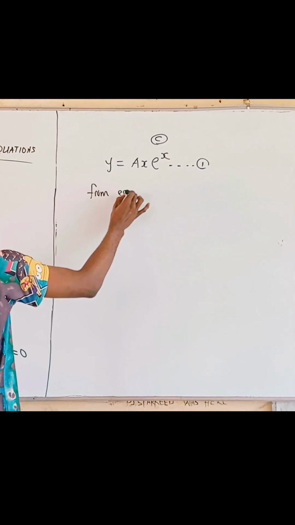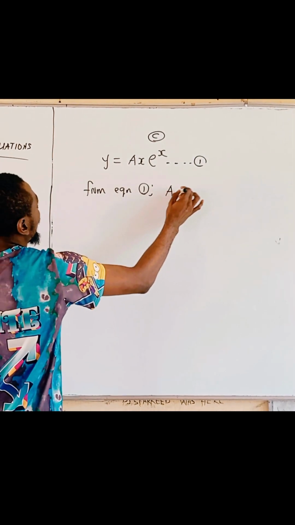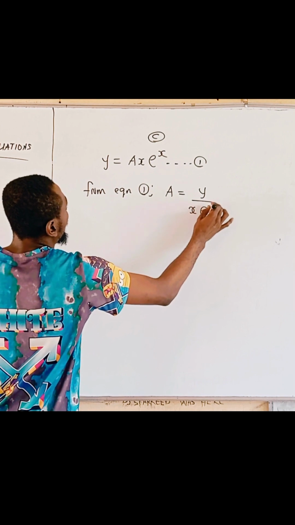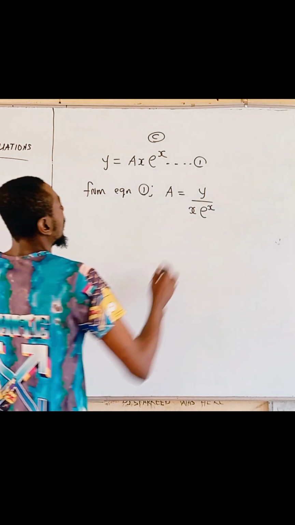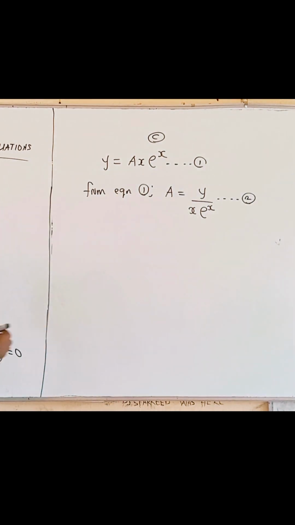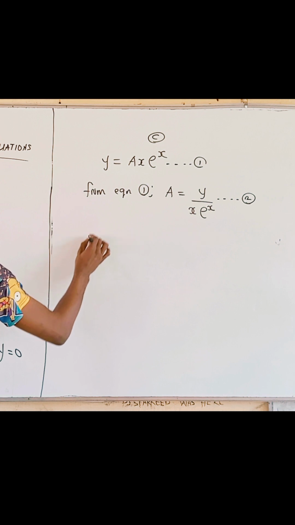From equation 1, make a the subject. a is equal to y over x exponential x. That's equation 2. Alright, so we can now go ahead and differentiate equation 1, so that y prime will give us, that's a product rule.